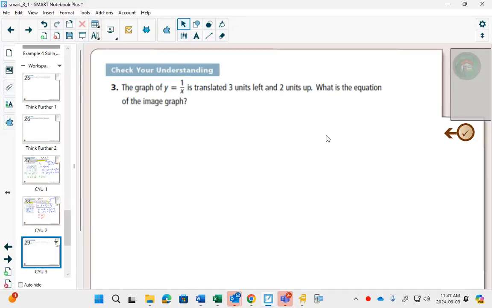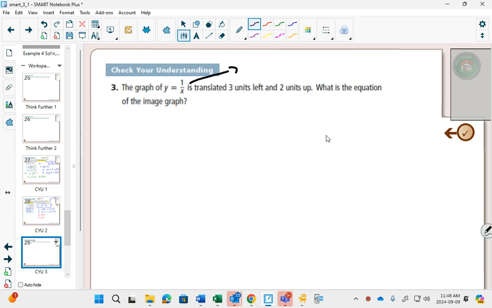The graph of y equals 1 over x is translated 3 units left and 2 units up. What is the equation of the image graph? So a couple of things in this question that we want to start to develop. First of all, it's talking about a graph, but it doesn't give you a graph.